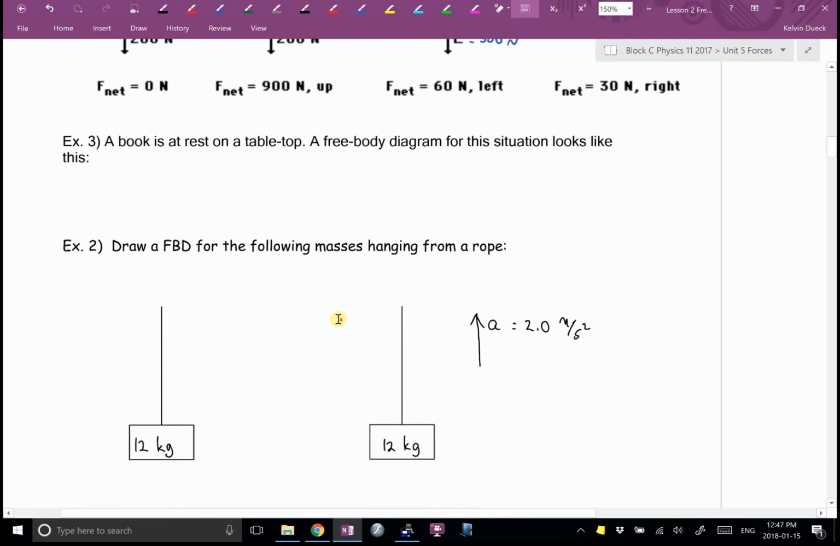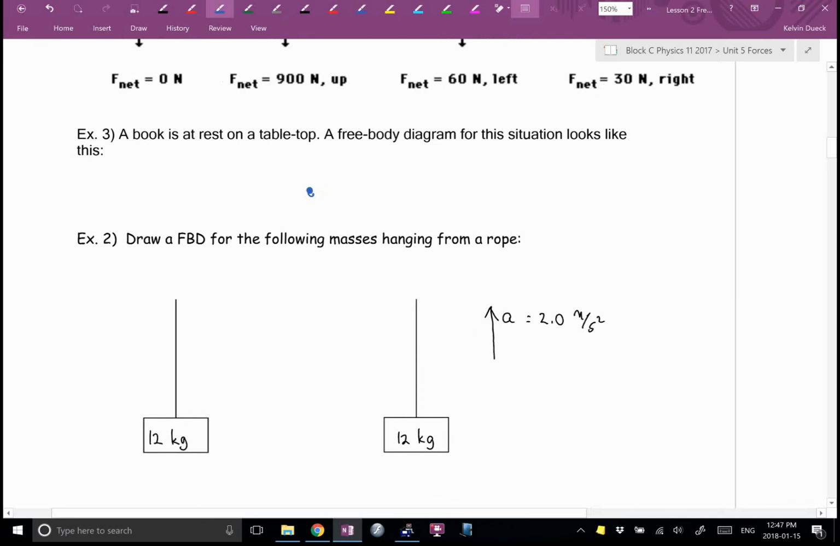A book is at rest on a tabletop. All of your binders. What would the free body diagram look like? So here is our first free body diagram. We represent the mass with a dot, like that. And then I walk through a certain procedure.